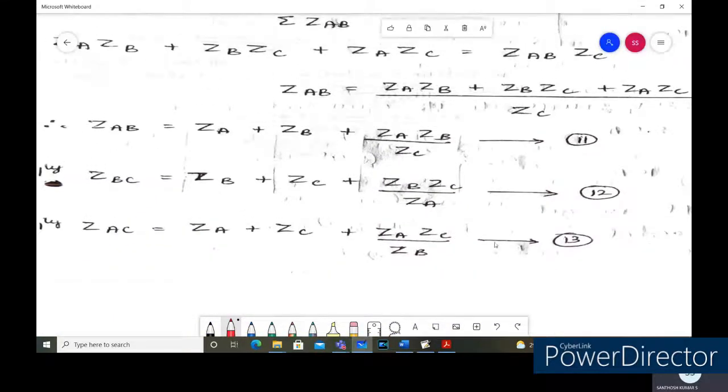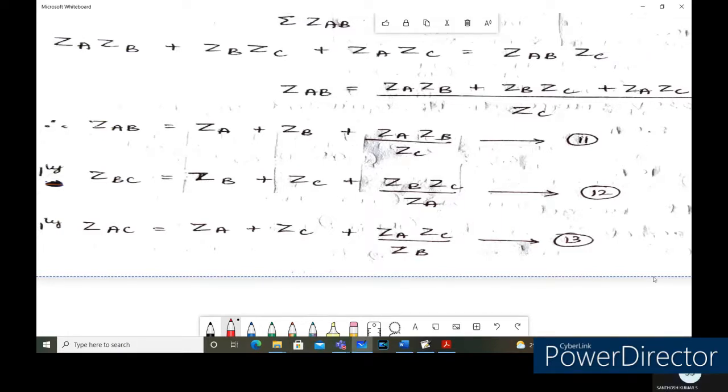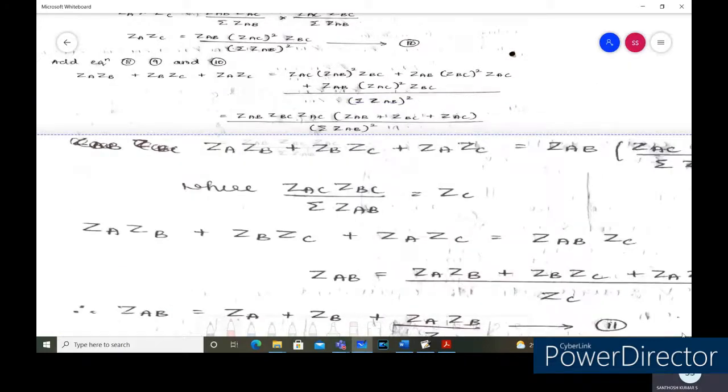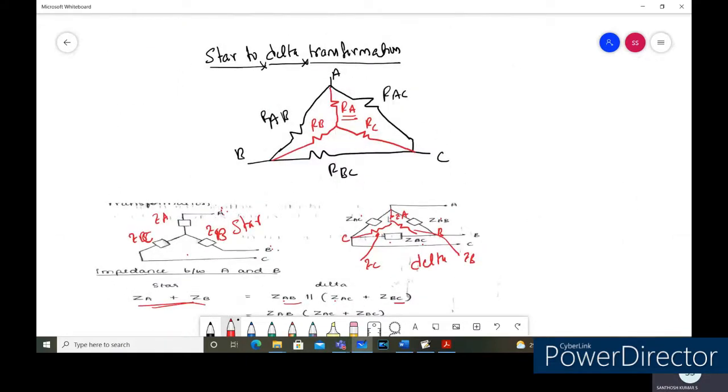To summarize, if you take the LCM, it will become equal to ZAB into ZBC plus ZAB into ZA into ZB plus ZBA into ZC, and so on. So what we get is the equivalent values can be expressed here. Here, ZA can be taken as we converted the delta to star.